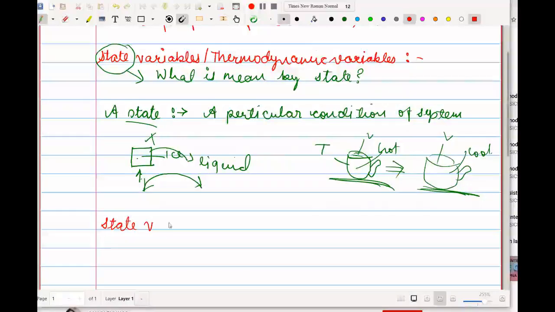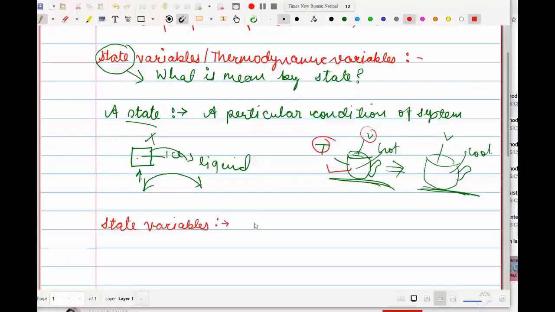We also sometimes call these thermodynamic coordinates. Somebody may ask you what is meant by thermodynamic coordinates. You can define state variables the same as thermodynamic coordinates. So thermodynamic coordinates are sometimes called state variables. Here you took temperature and volume to describe this system. So how do we define the state variables or thermodynamic variables?